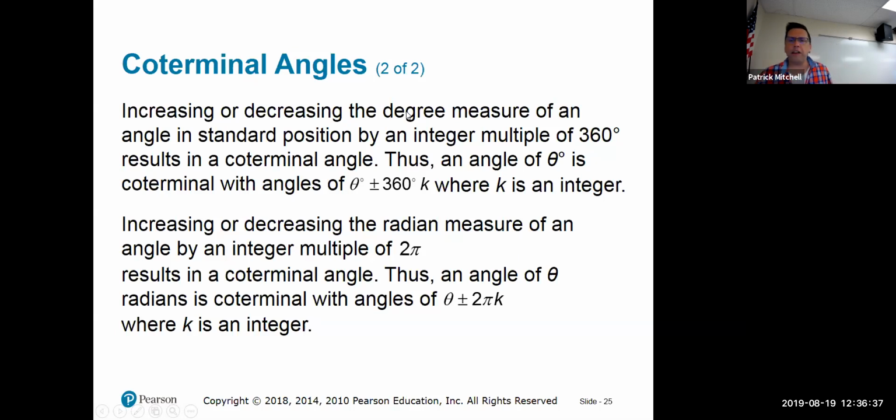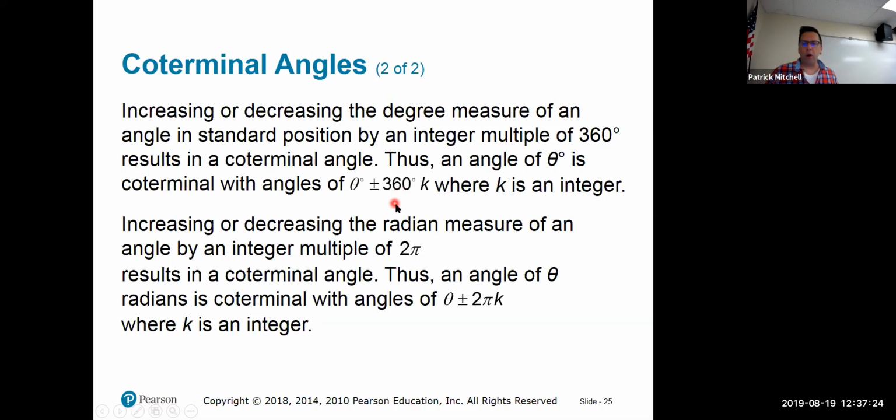So, increasing or decreasing the degree measure of an angle in standard position by an integer multiple of 360 degrees. What that means is that you're just taking an extra trip, or 2 or 3 or 7, around the circle, but you're landing in the same place. Thus, an angle of theta degrees is coterminal with an angle of theta degrees plus any multiple of 360 degrees. That's what this mathematical mumbo jumbo means right here. You'll land in the same place.